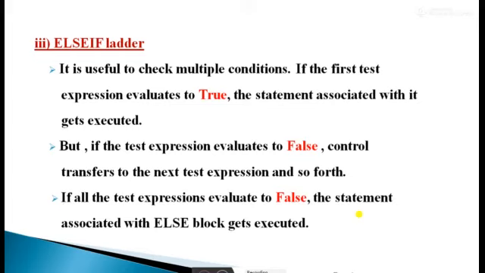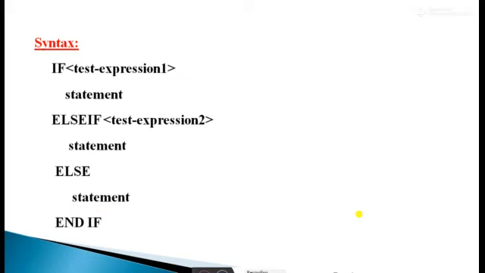Suppose test expression 2 also becomes false, what will happen? It moves to the third test expression. That means in your program only 3 conditions are used, so it moves to test expression 3. If that also becomes false, what will happen? By default, the statement we have given below the else part will get executed. Is it clear, student?